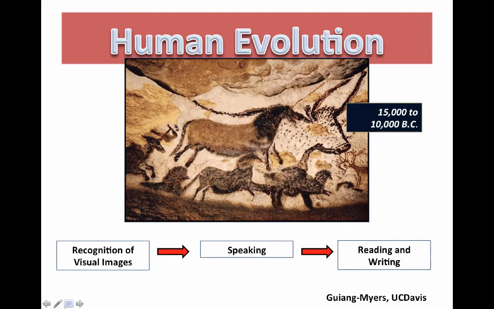So let's look at some images. I wanted to start first with this one because it talks about how we used visuals long before we used speaking and writing. It comes from human evolution. In fact, some theorists suggest that because cognition started with visuals, it might be the most effective way for us to understand something.